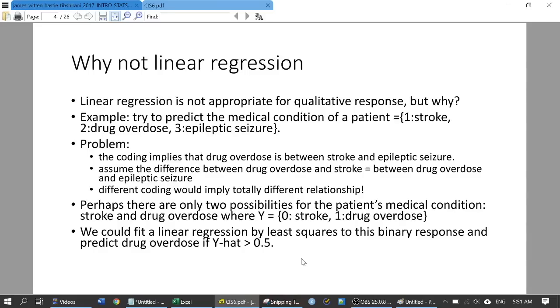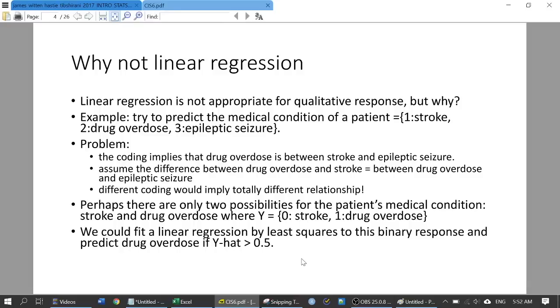Now we know that linear regression is not an appropriate tool for a qualitative or categorical response, but we want to understand why. I'm not going to talk a lot about this, but it is important that you know at least why linear regression is not a suitable tool for a categorical response. Let's say we try to predict the medical condition of a patient, where the response variable is equal to 1 if the person has a stroke, 2 if the person has a drug overdose, and 3 for epileptic seizure.